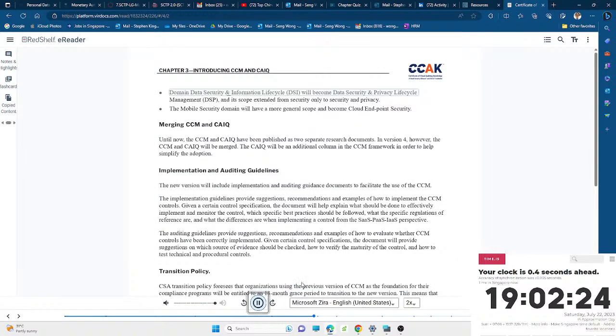Domain Data Security and Information Lifecycle, DSI, will become Data Security and Privacy Lifecycle Management, DSP, and its scope extended from security only to security and privacy. The mobile security domain will have a more general scope and become Cloud Endpoint Security.